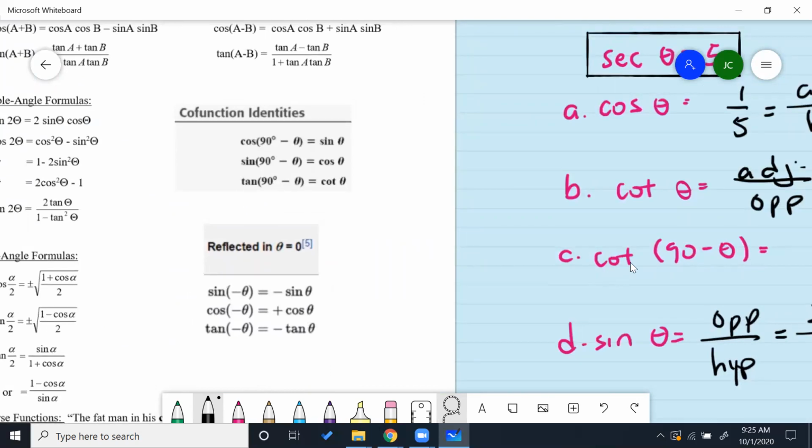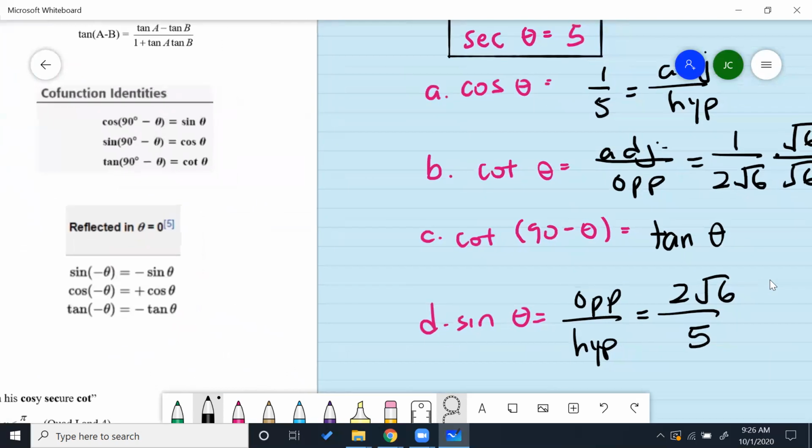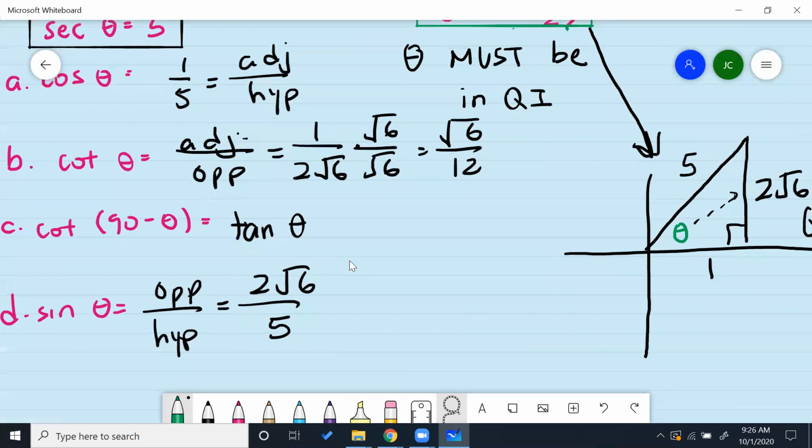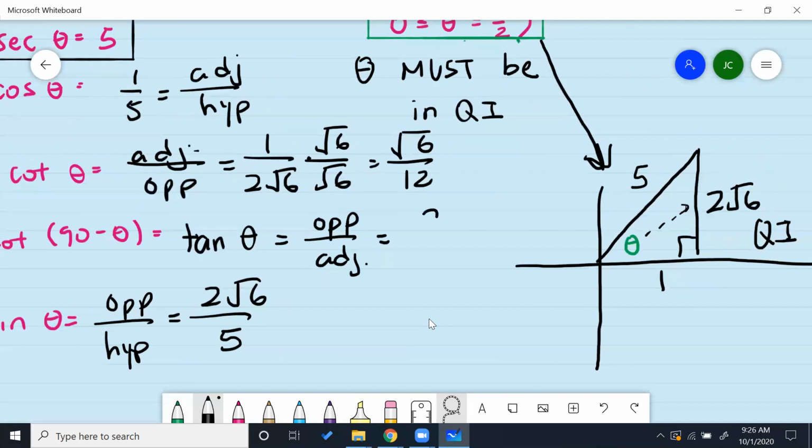The pattern: cotangent is related to tangent, so it's going to follow this pattern. Tangent of 90 minus theta equals cotangent theta. On the flip side, cotangent of 90 minus theta is going to be tangent theta. We're using this equation. Now we know what tangent is: opposite over adjacent, which is 2 root 6 over 1 based on that triangle. So that's the last answer.